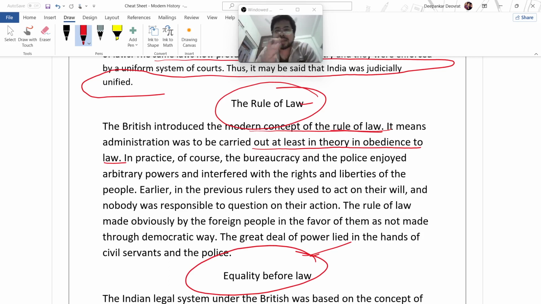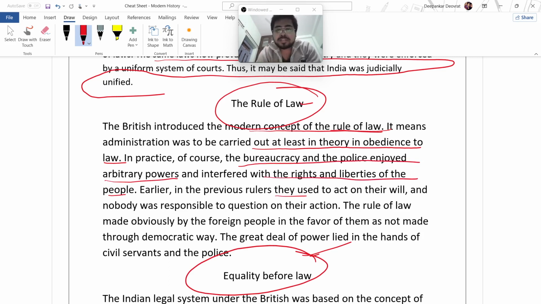Whether it was being practiced on the ground or not at that time, we don't know. We know it was not followed. There was a discrimination present between the Indian convict and the British convict. In practice, of course, the bureaucracy and the police enjoyed arbitrary powers and interfered with the rights and liberties of the people.